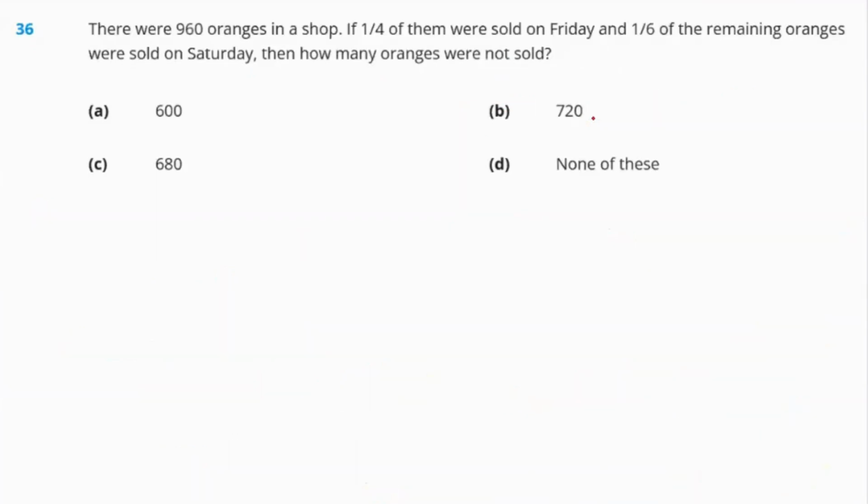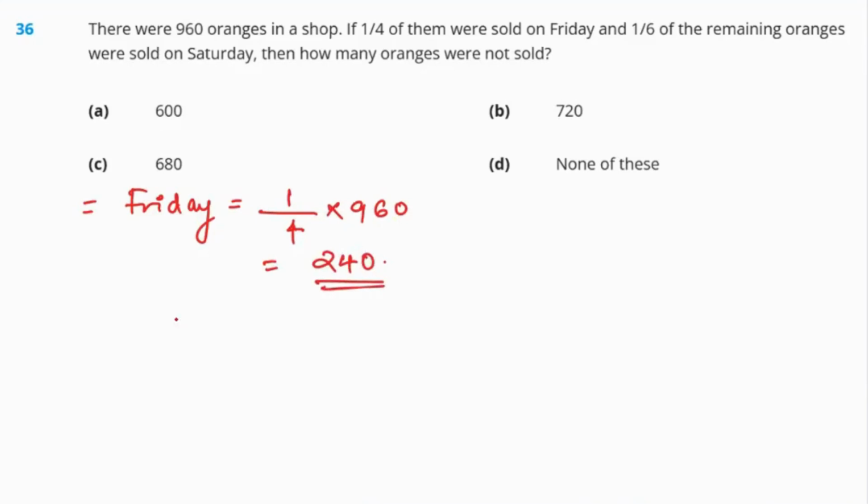There are 960 oranges in a shop. 1 by 4 of them were sold on Friday and 1 by 6 of the remaining oranges were sold on Saturday. Then how many oranges were not sold? Total 960 oranges were in the shop. 1 by 4 of them were sold on Friday, which is 1 by 4 into 960, equal to 240.